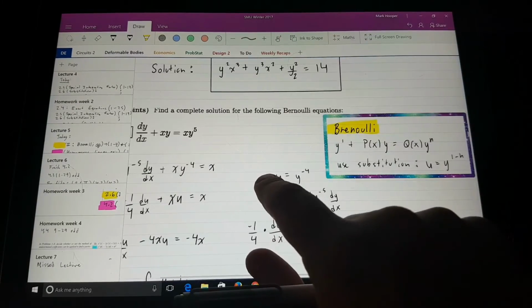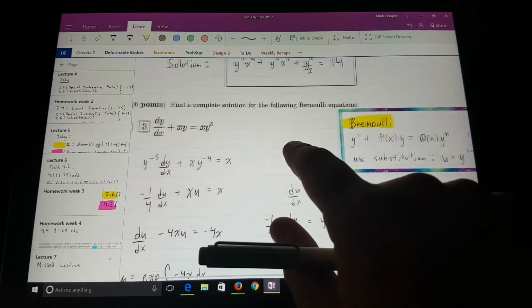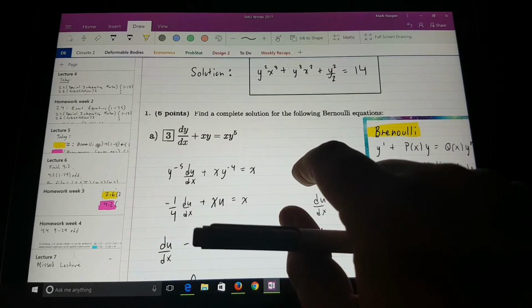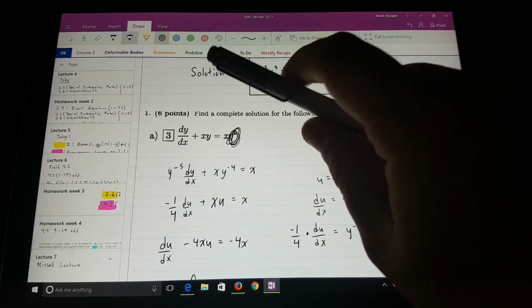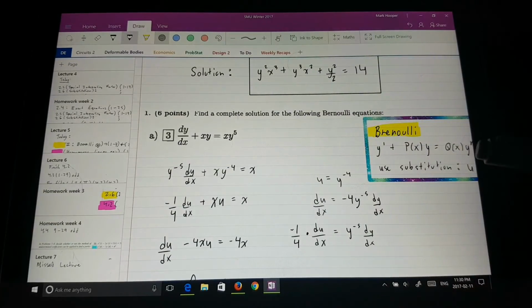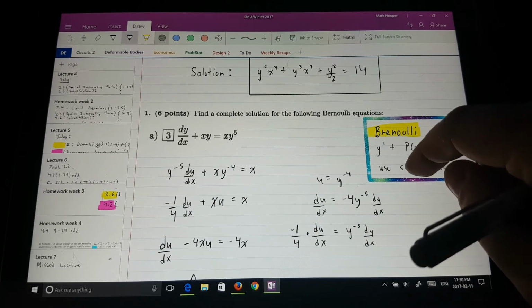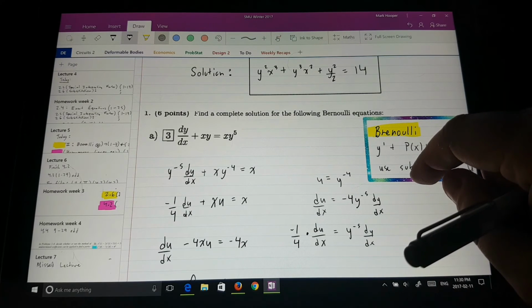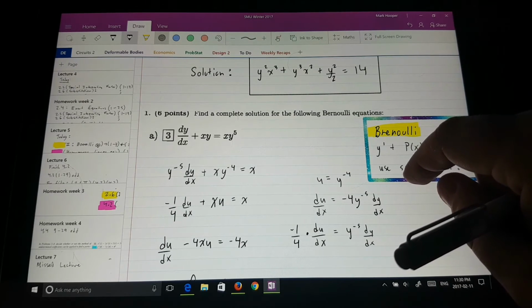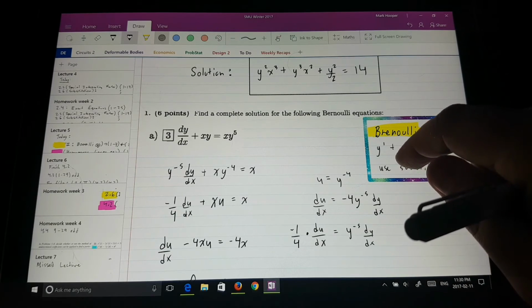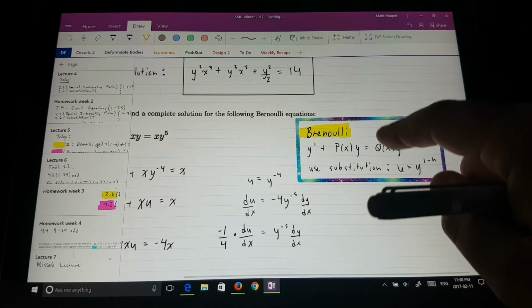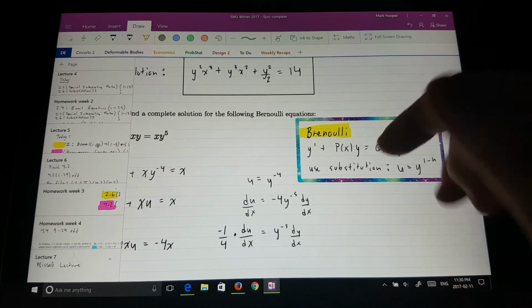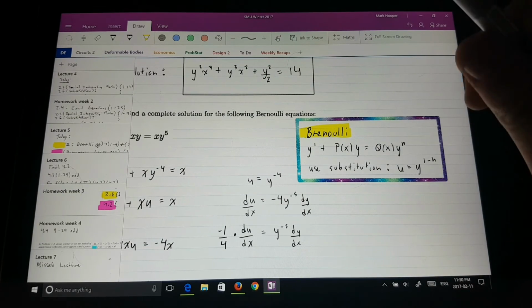Alright, so find a complete solution for the Bernoulli equations. So here's the deal. This power has got to be bigger than, what was it? It can't be 0 or 1 or negative. It has to be greater. I think it has to be a squared term. I need to look that up. But this is how you integrate it.